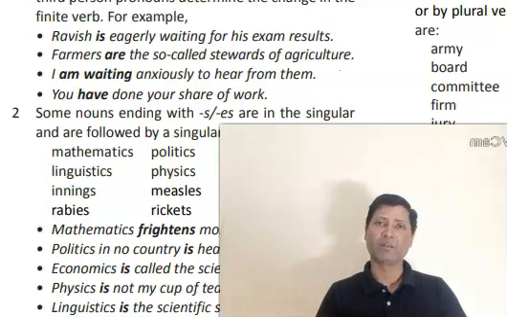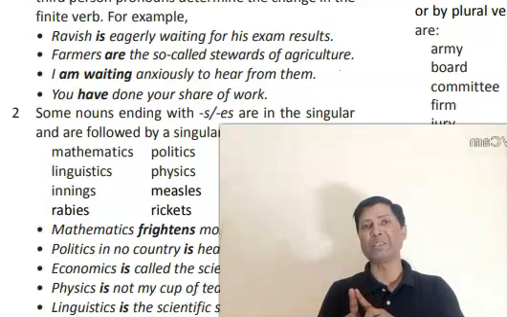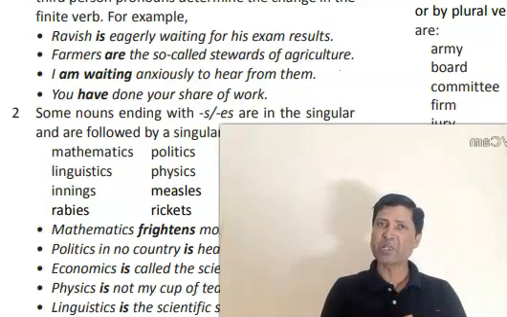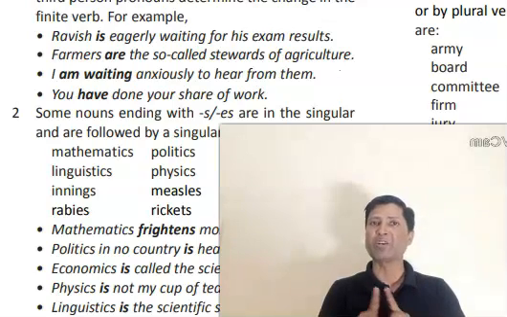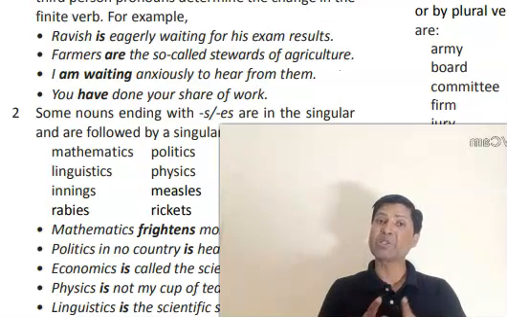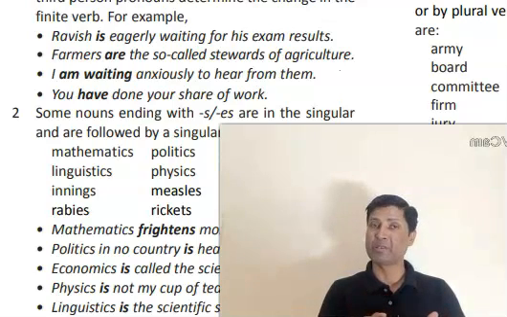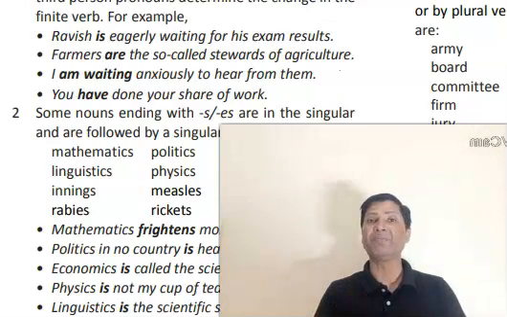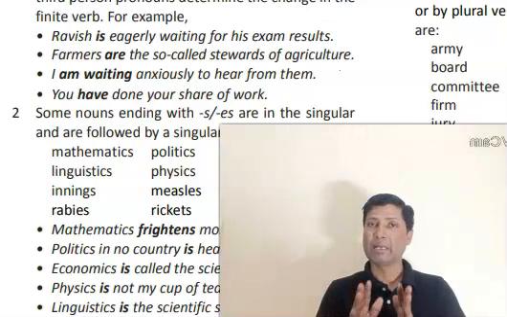It means if the subject is singular, the verb has to become singular. If the subject is plural, the verb has to become plural. If the subject is in the first person, for example, I, the verb has to be in the first person. If the subject is in the second person, then the verb has to be in the second person. And if the subject is in the third person, then the verb has to be in the third person. This is the concept of subject and verb agreement.